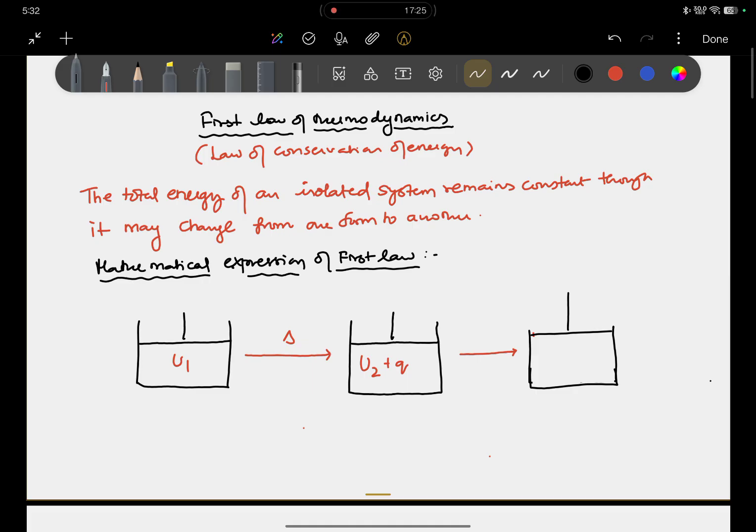So when the gas expands, what will happen? Is work done by the system or on the system? By the system, correct? So U2 plus Q minus W. Correct?